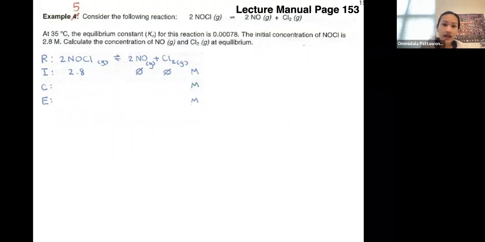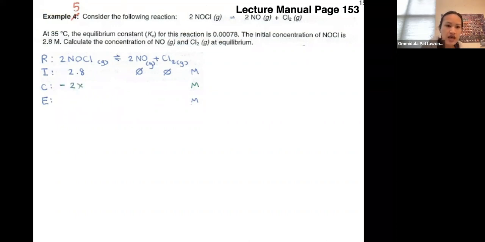On the other hand, if the product is given but it doesn't give any reactant at all, then you are going to assume that the reactant would be 0, and then the change would be positive for the reactant and negative for the product. So it depends on what is given. In this case, it doesn't give the product, so the product would be 0.